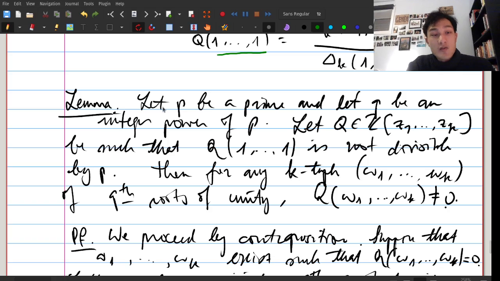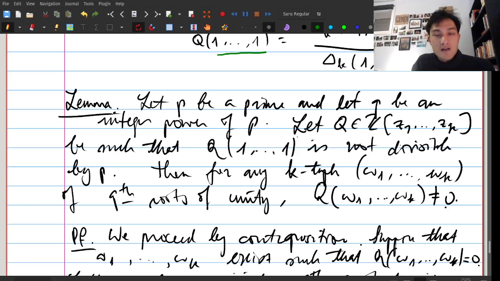Okay, so here's the lemma. I'm going to read it because everything's messy. So let p be a prime and let q be an integer power of p. So okay, that's little q. Big Q is going to be a polynomial with integer coefficients in z1 through zk.